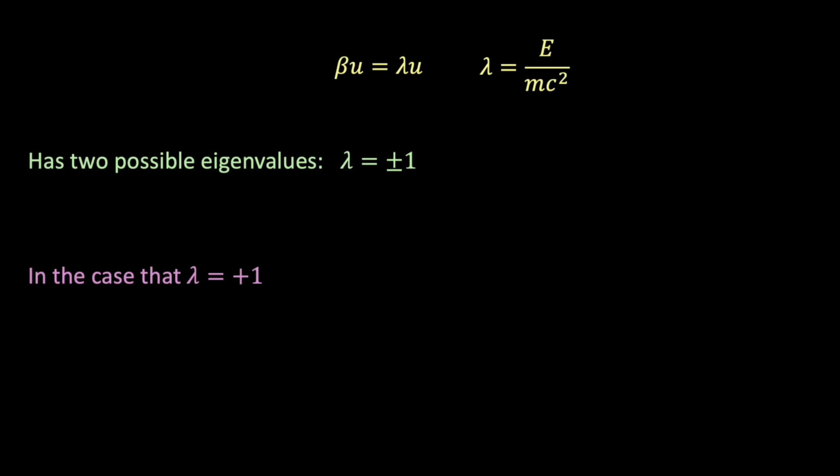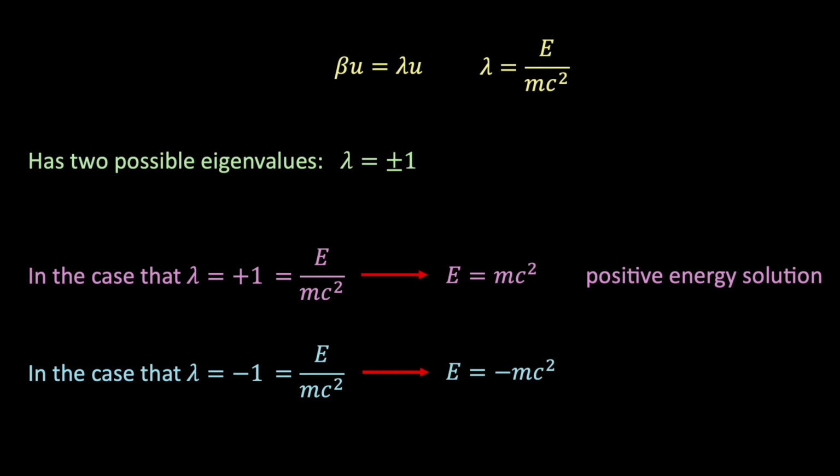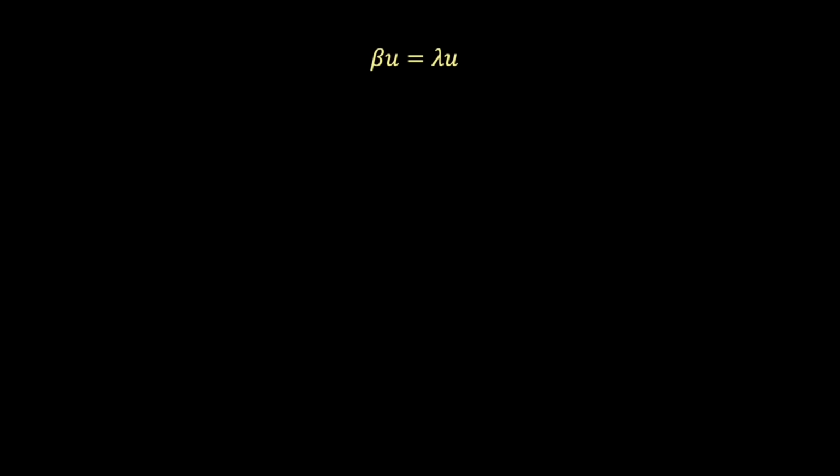In the case that lambda equals plus 1, we see that this gives E equals mc squared, which corresponds to a positive energy solution of the Dirac equation. On the other hand, in the case that lambda equals minus 1, this gives E equals minus mc squared, corresponding to a negative energy solution.